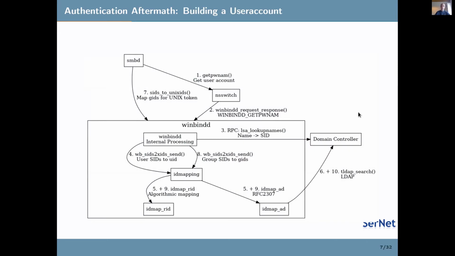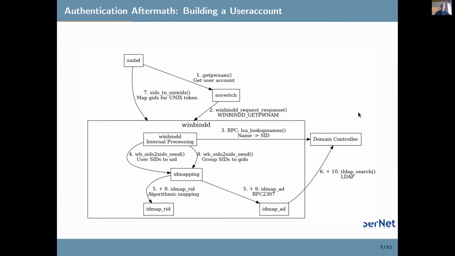This is a very nice overview, I think, of what's happening behind the scenes, at least parts of it. It's not complete, but it gives an introduction that may serve as a starting point. The first thing that happens is that the SMBD process uses the libc getpwnam library call to get the user account struct passwd from the name. Via an NSS switch, supposing that Winbind is configured as an NSS module, this goes to Winbind. Winbind does some internal processing here, starting some internal machinery.